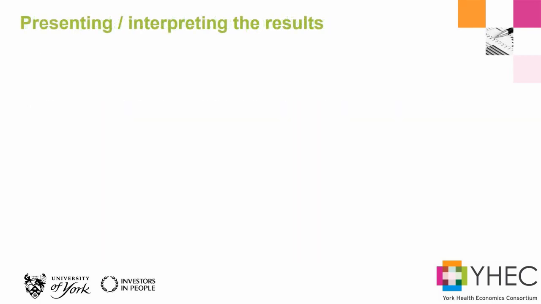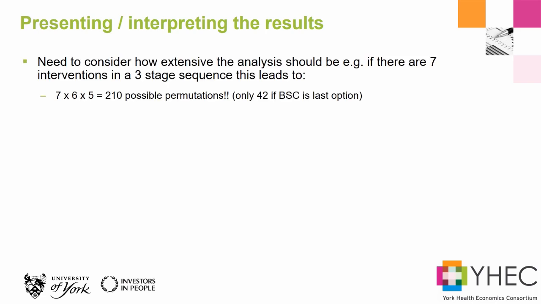Now we need to consider how to present and interpret the results of treatment sequence models. If we take the example of 7 interventions in a 3-stage sequence, then as you can see from the slide, this would lead to 210 possible permutations, i.e. 210 different sequences, and that would be an awful lot of results to actually present. If we fix the last stage in the sequence, i.e. by making it best supportive care, then that would reduce the number substantially to 42.